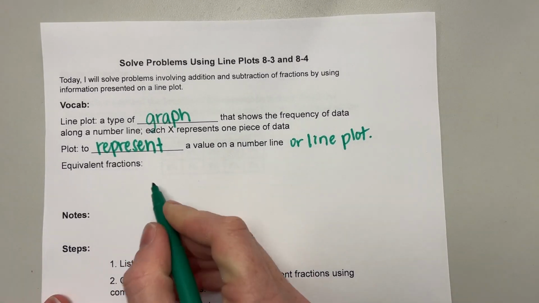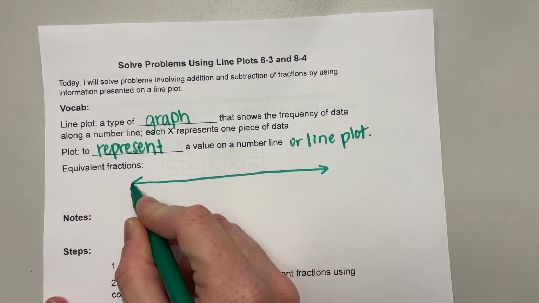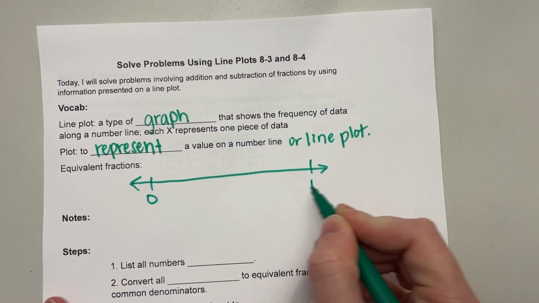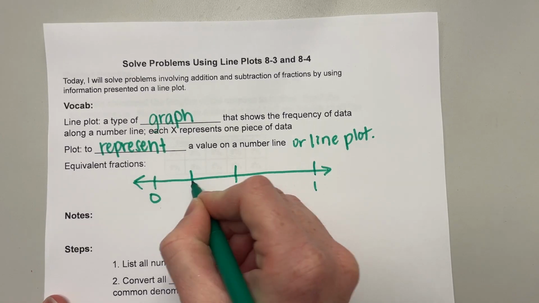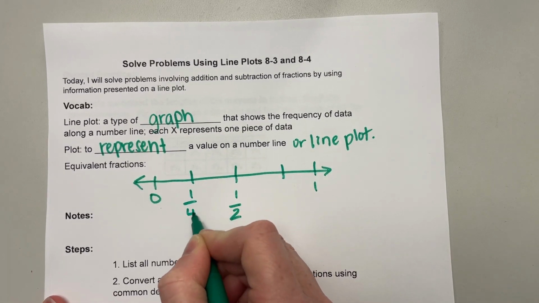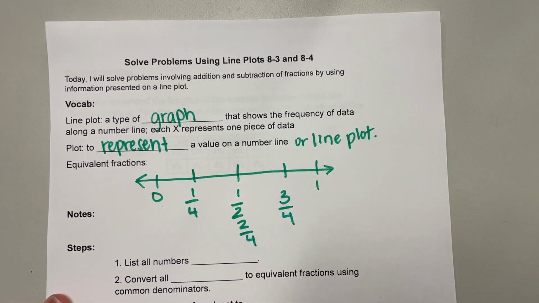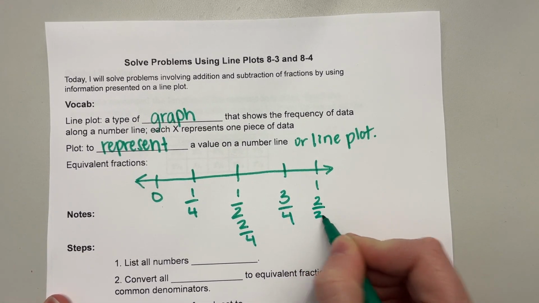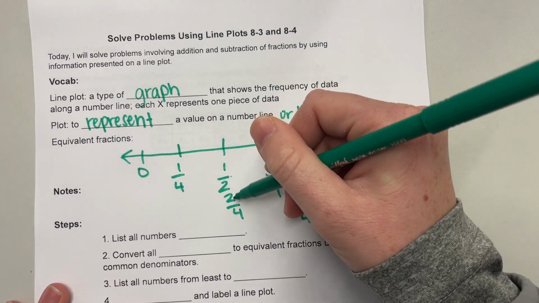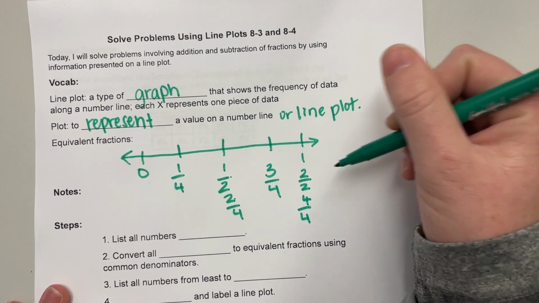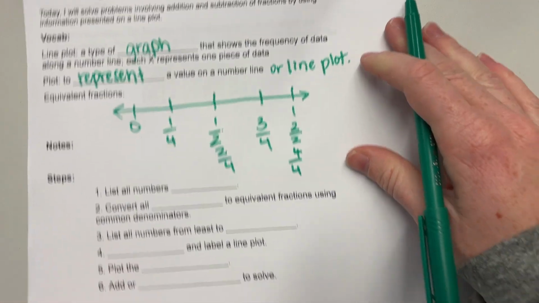Equivalent fractions. So yesterday we saw our line plot. And if I had 1/2 here, I could split this number line into fourths. Now I have 1/4, and then 2/4, and 3/4. And I could see that this was 2/2. This is also 4/4. So 1/2 and 2/4 are equivalent fractions. 1, 2/2, and 4/4 are all equivalent fractions.